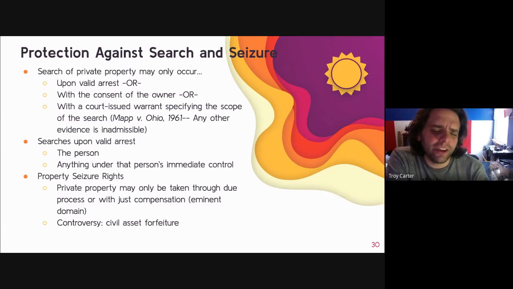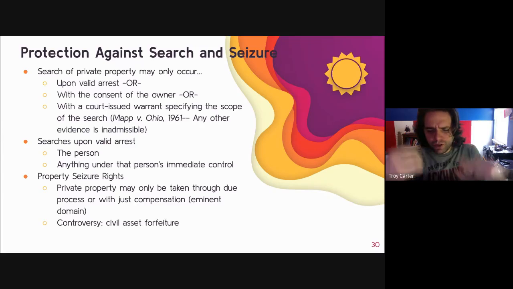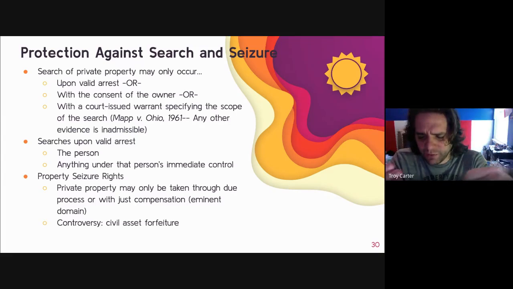One controversy that exists here, and if you like to keep yourself informed of hot button current issues with police and civil rights, is that of civil asset forfeiture. John Oliver did a very good video about this a couple of years ago, but the idea of civil asset forfeiture is that if something is being used as evidence in a police arrest, then the police may hold on to that private property as evidence.